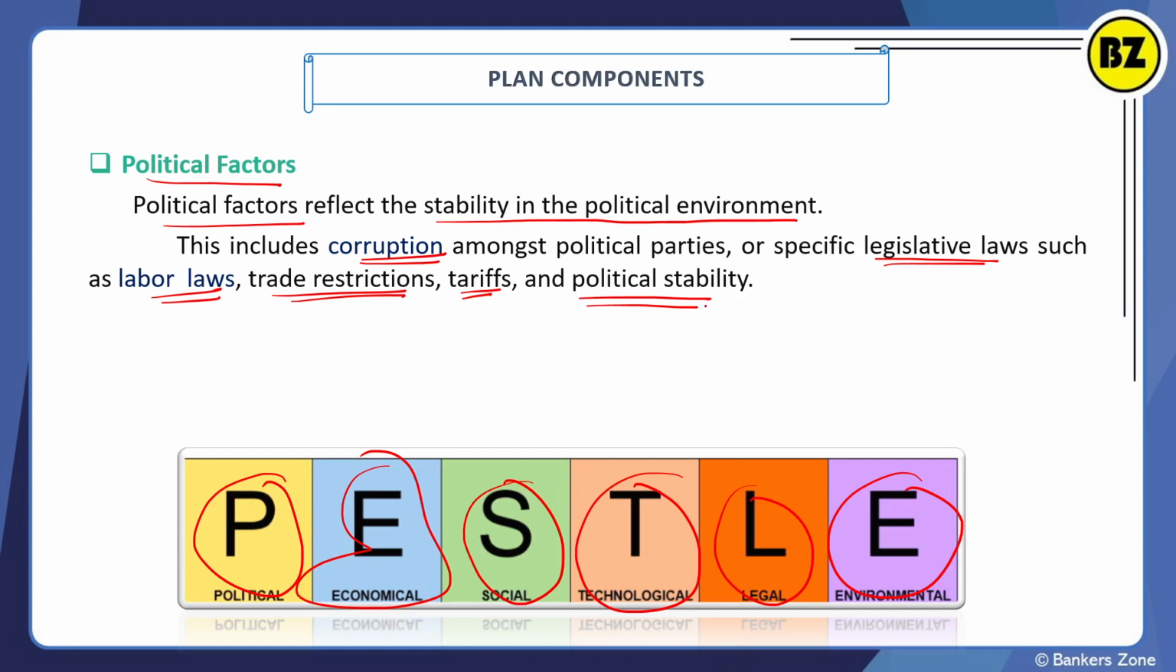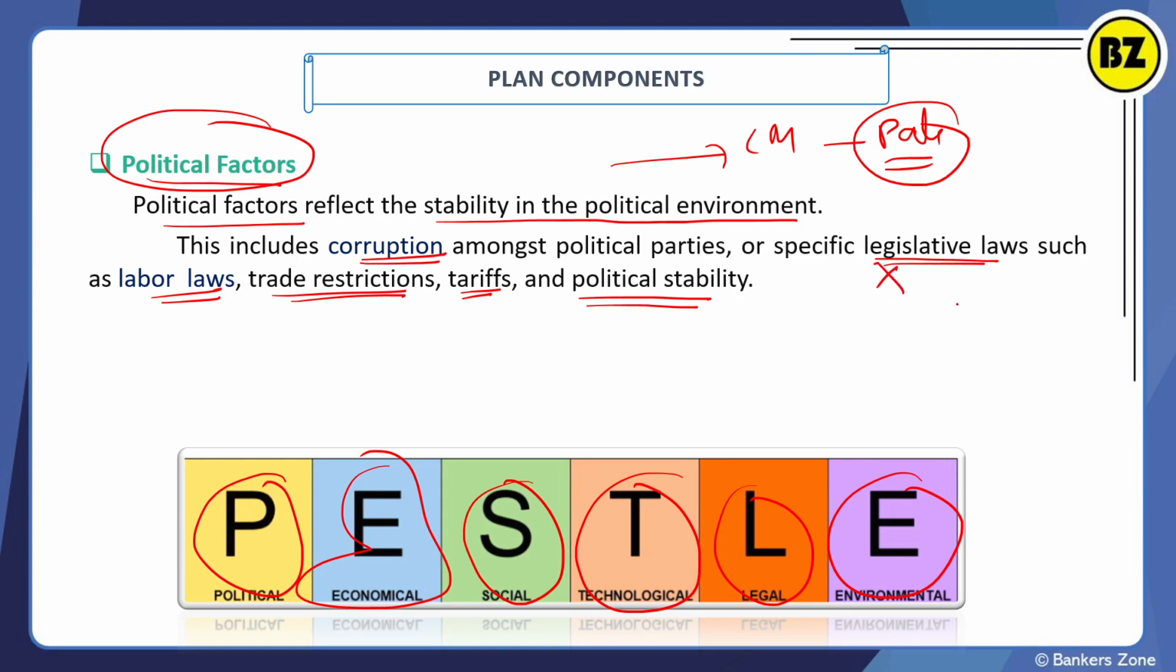For example, if I have to set up a company for car manufacturing in Pakistan, I will check whether there is political stability. If there is no political stability, any time the military can take over control, right? So there is a lot of corruption, what the labor laws are, how the tax structure is, and so on. All these things come under the political factor.